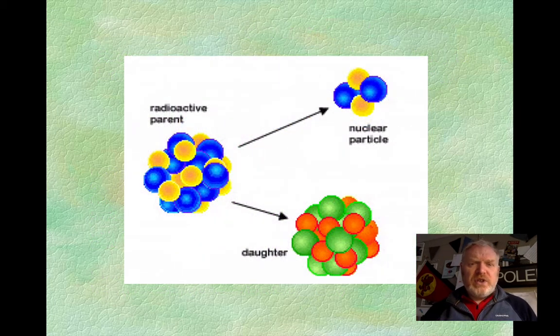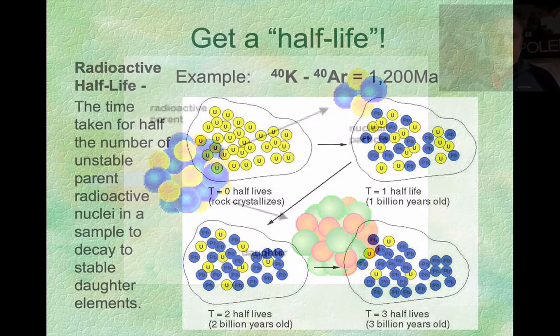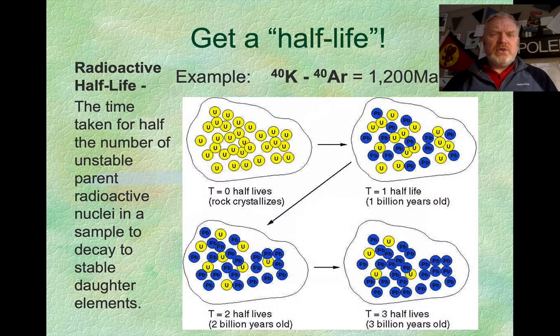So, we start with a radioactive parent atom. A nuclear particle is released, and we end up with this daughter atom, which is something different. So we get two isotopes that will tell us the age of a rock. Now, the rate this happens is what we call a half-life. A half-life is the time it takes for half of the parent atoms that we start with to decay into daughter atoms.